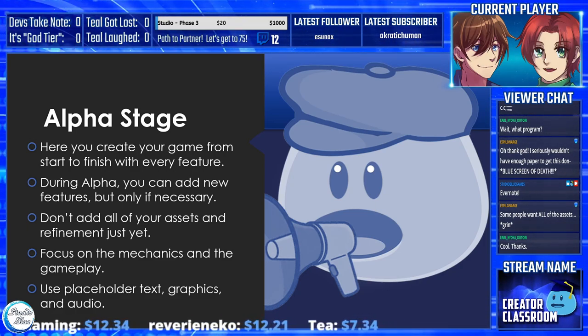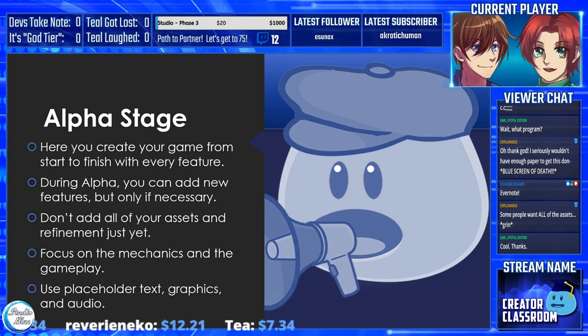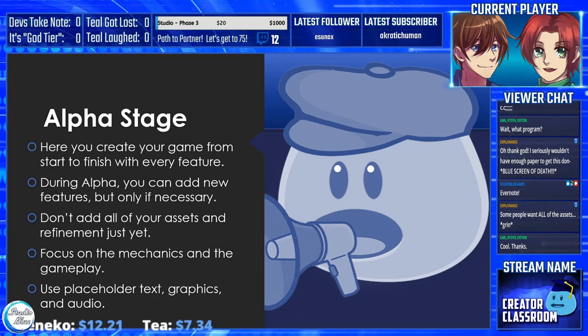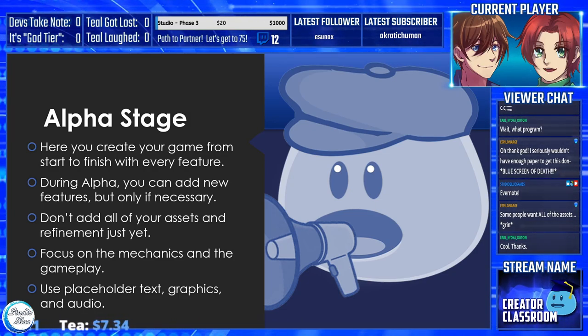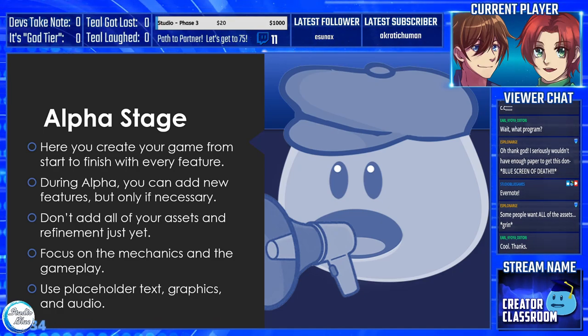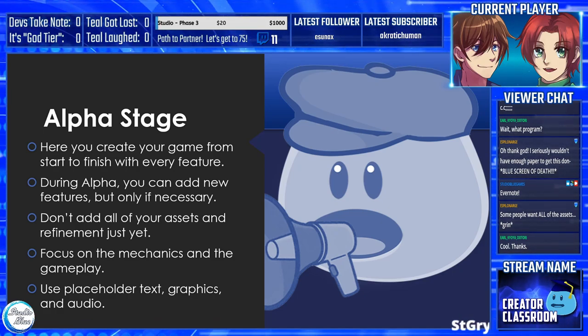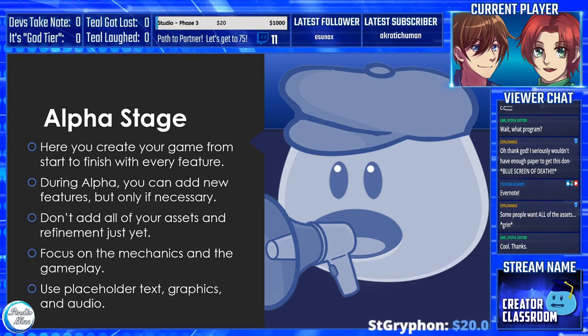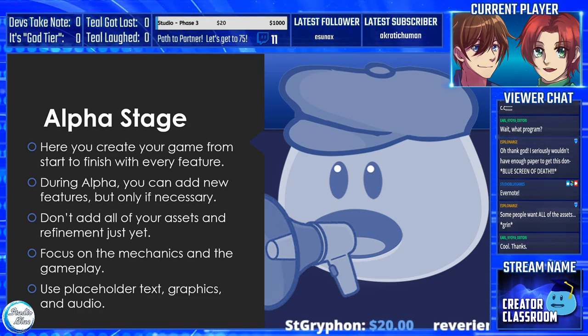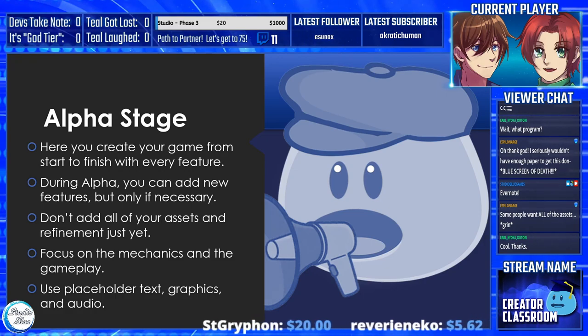So the alpha stage is often confused with the early alpha, and it's often confused with the beta. The whole point of the alpha stage is to create a working game, an alpha, that a person can get from start to finish and play. That's the whole point. You are making the game so that the game can be played.